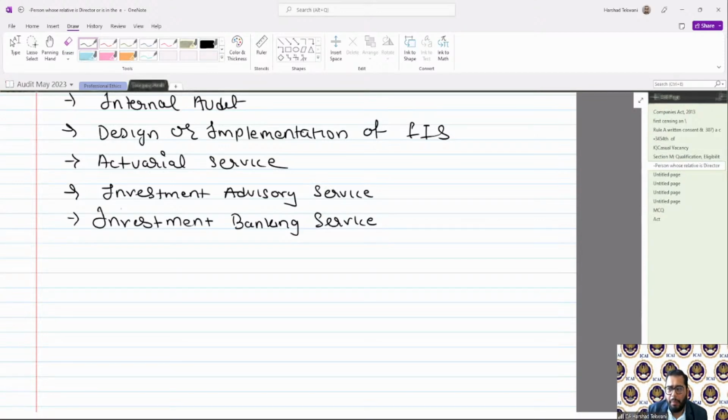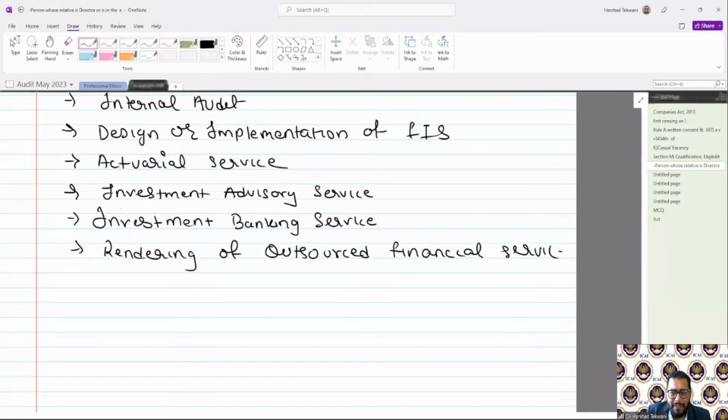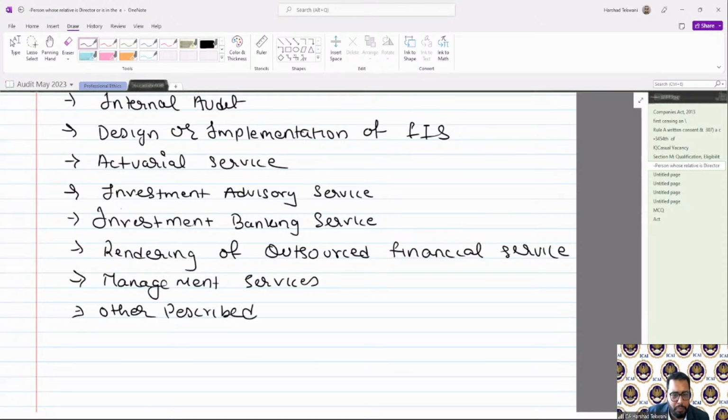Then financial outsourcing, rendering some financial activity for the company, or outsourcing some financial activity that you are processing. So you can say rendering of outsourced financial service. Some financial service has been outsourced and you are rendering that service. Management services. And other services that may be prescribed from time to time. So these services cannot be provided.